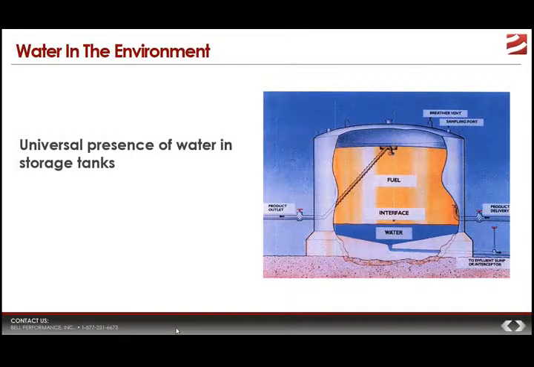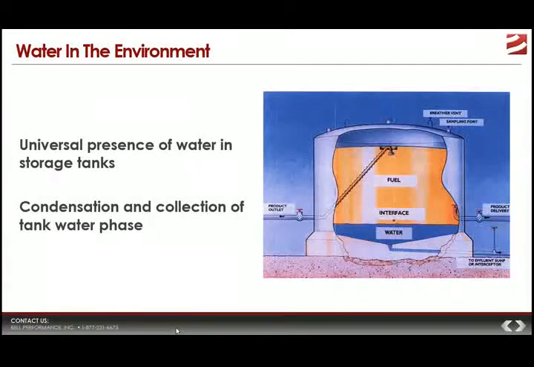So with that in mind, let's jump in and talk about the fact that water is universally present. It's universally present in the environment, and therefore it's universally present in storage tanks. Most storage tanks have some kind of air exchange, some kind of air venting, and so that air contains water vapor, and through just simple condensation and temperature changes from night and day, you get water condensing on the walls, which then builds up at the bottom of that tank. So even just through simple natural processes like this, you get a buildup of water.